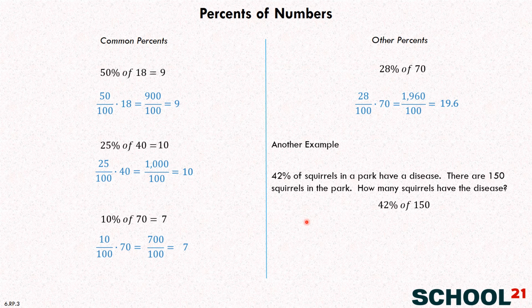Now, how would you set this up as a math problem, kind of like we did in these other cases? 42 over 100 times 150. Very good. Okay, then we can use a calculator to multiply 42 times 150, and we get 6,300 over 100. When you divide 6,300 divided by 100, what do you get? 63. 63. So we have 63, and what does that mean when we think about the squirrels? 63 out of 150 squirrels have the disease. Right, so 63 squirrels are diseased, right? Yeah. Very good. So now you can take any percentage, and using this method of turning it into a fraction and multiplying, you can find the percents of numbers. Very good.